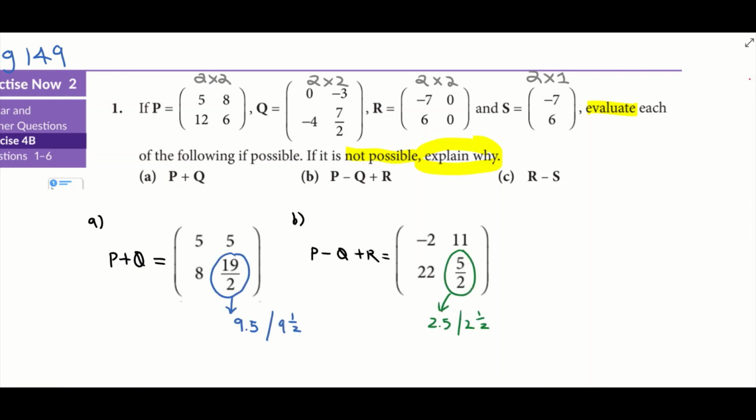Can we find the matrix R minus S? No. Why not? Because if you look at the order of R and S, R is a 2 by 2 matrix and S is a 2 by 1 matrix. Can we subtract matrices of different orders? No, you can't. So basically, it's not possible.